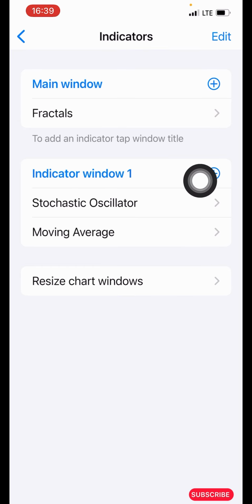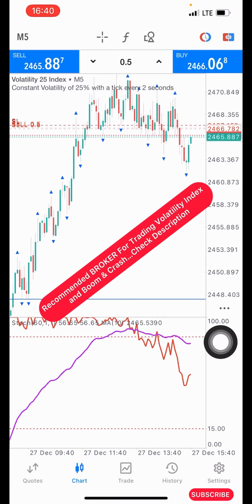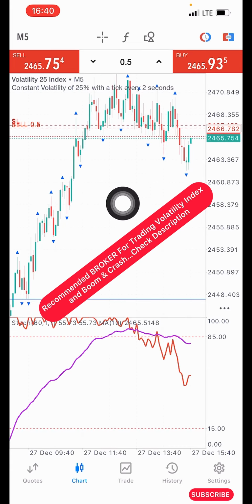Now the next indicator we have here is the moving average. All right, so you are going to be clicking on the indicator in the 1 plus icon here in order to add the moving average under the stochastic oscillator, right? So you search for your moving average after clicking on the indicator window 1, right? Now these are the properties for the moving average. The period, you make it 10, shift is 0, method is exponential, apply to is close, the level you leave it as it is, time frame is all time frame. Now under the style, you make the color purple, 3 pixel, you click on done.